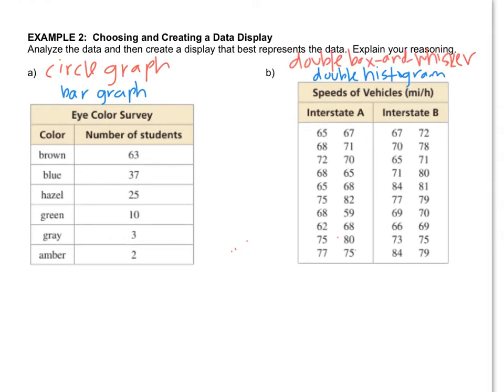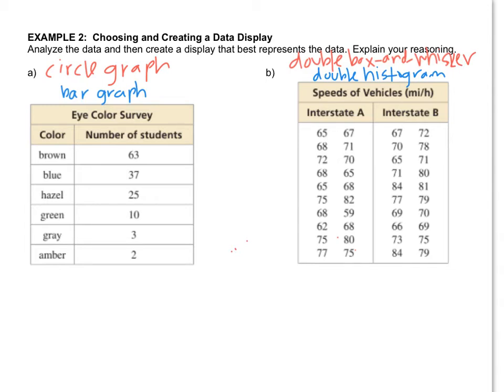My choice for B would be double box and whisker, where you have one box and whisker plot on top of another box and whisker plot to see how they compare with each other. I would use it to show how the speeds vary on one interstate versus the other. You could also use a double histogram.